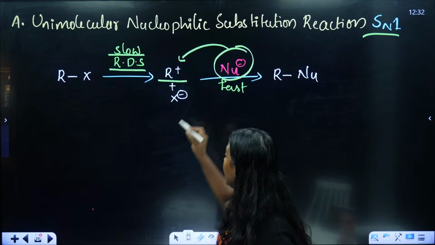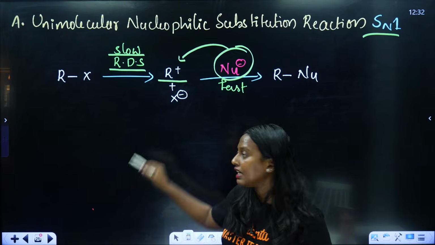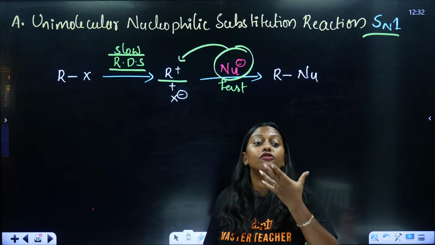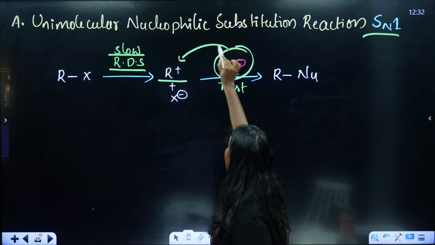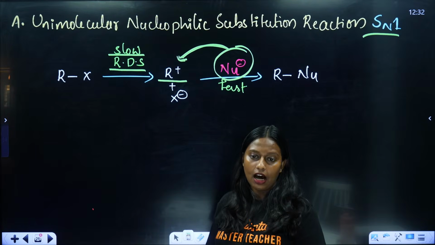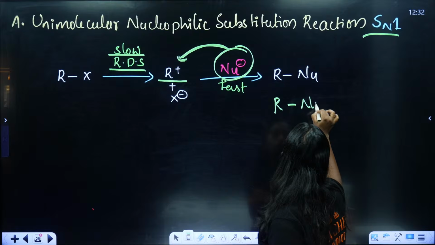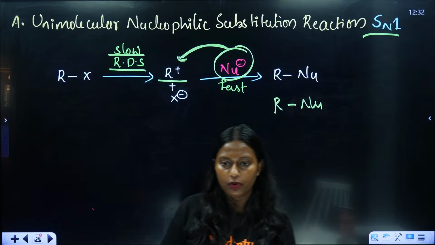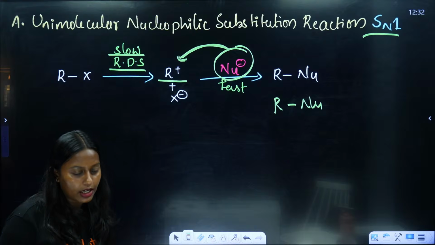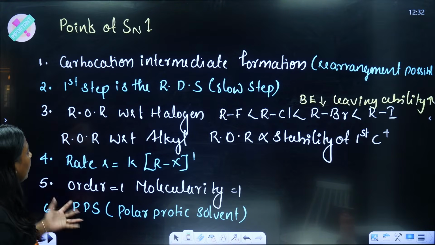So here the nucleophile is attacking this electrophile. It loves electrons. R plus loves electrons. So here the nucleophile will attack R plus. Then what will form? R-Nu will form. Clear? So I will write. I hope it's clear. Polar protic, that I will tell you.